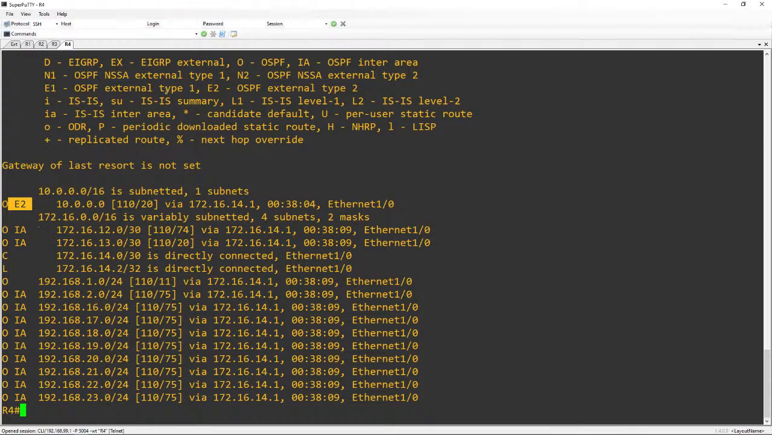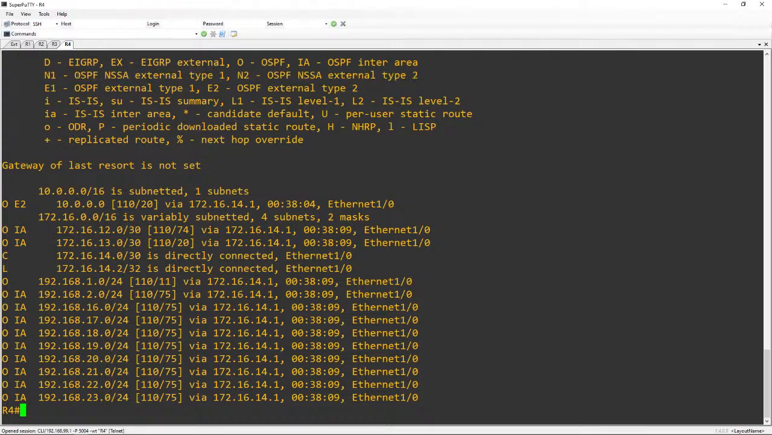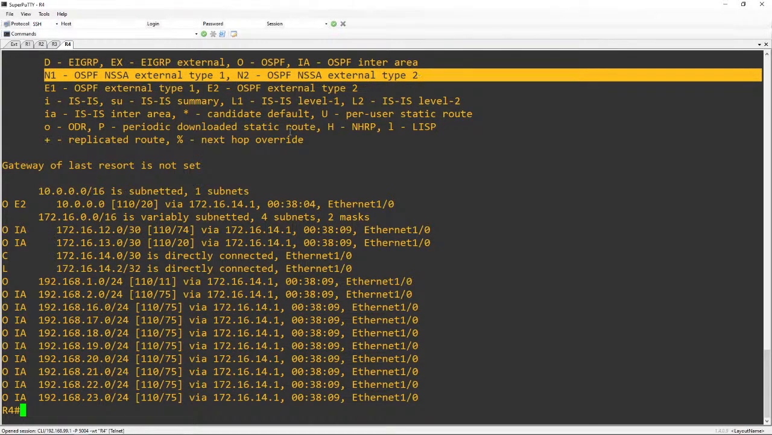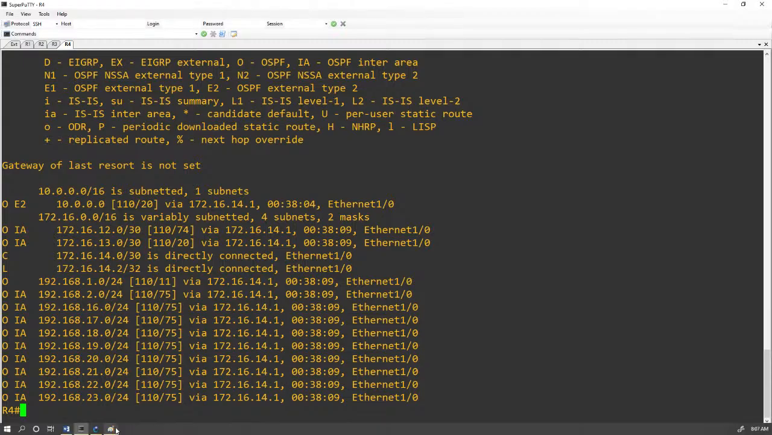An N route, we don't see those here. I might change the configuration so we can generate some, but these are type 7 LSAs. N stands for not so stubby. So these would be external routes in the special area that the ASBR is attached to, which would be where the type 7s exist. Those type 7s would then become type 5s as you leave the area. Okay? So again, it's a lot of information. It can be very, very confusing, but we will kind of break this down.